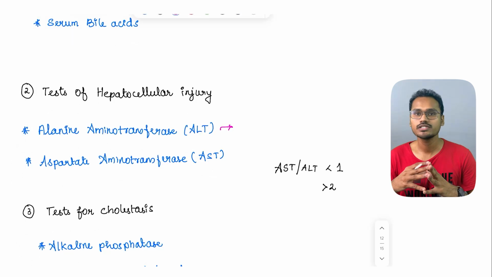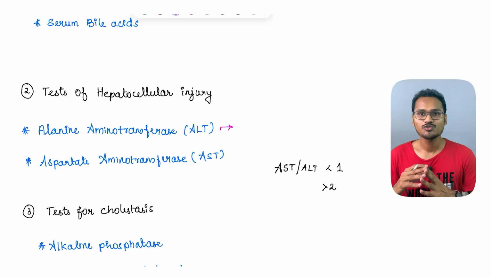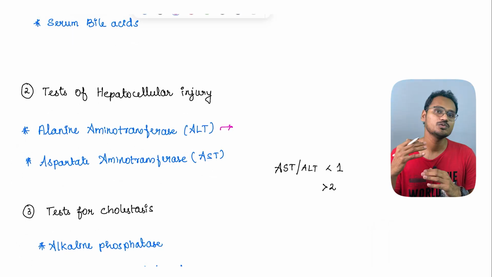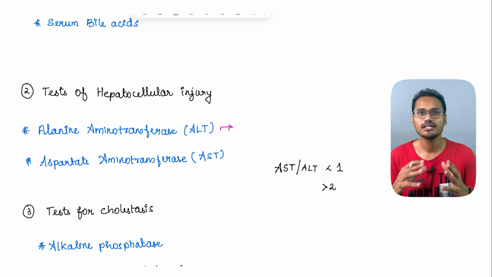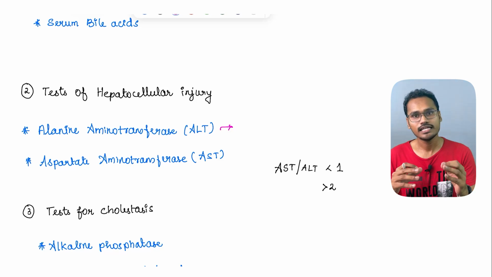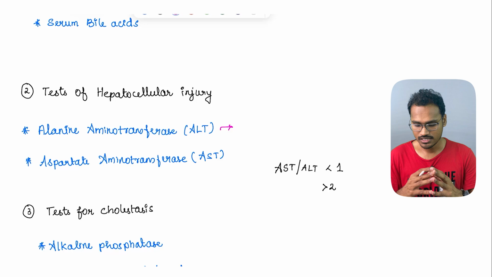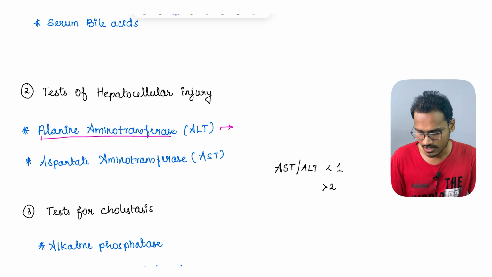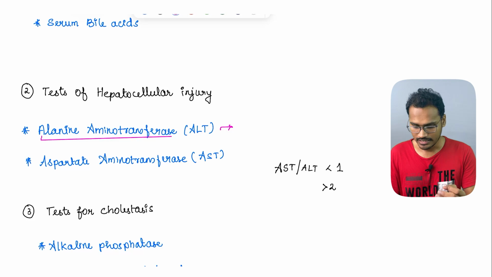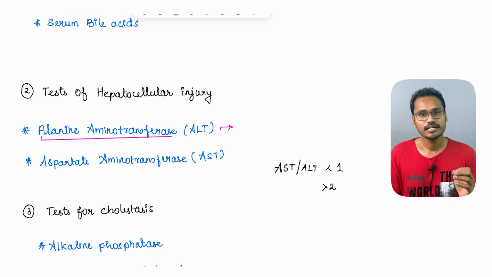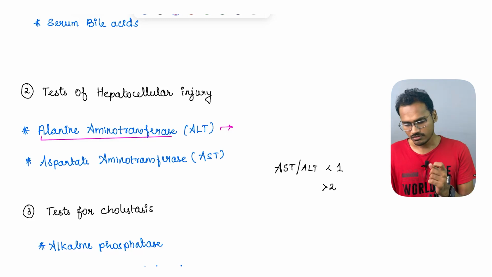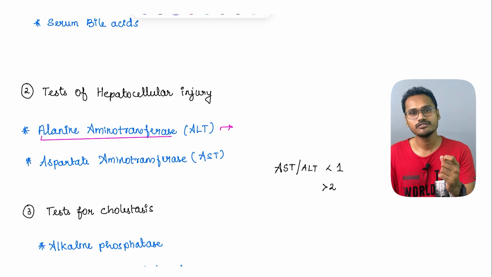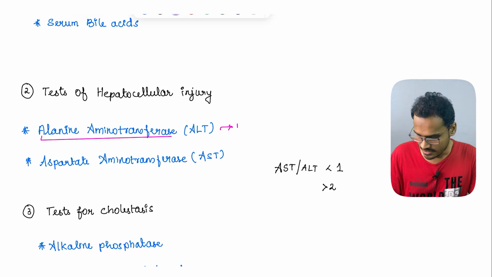Next, coming to hepatocellular injury. First years who are watching this, when you move to the second year you will find a lot of liver disease patients, and they will be constantly tested for hepatocellular injury. One is the alanine aminotransferase, also called ALT. Another is aspartate aminotransferase. Both are very important tests, but ALT is more sensitive and more specific to the liver.